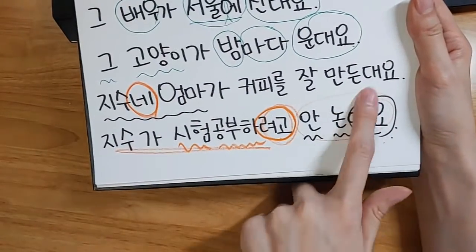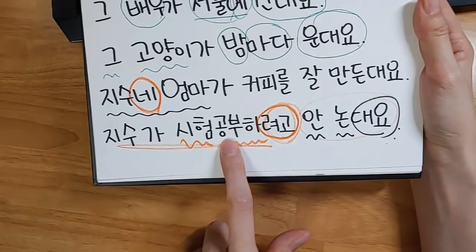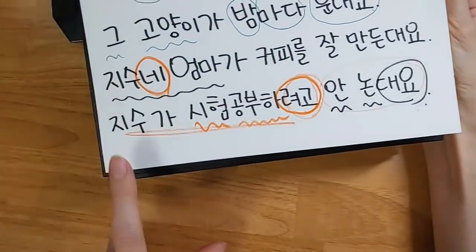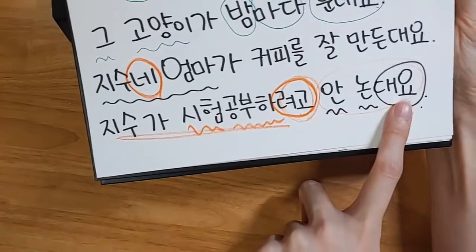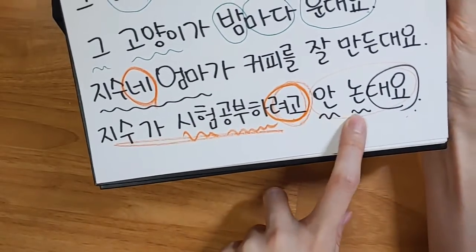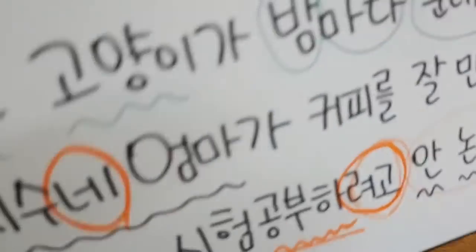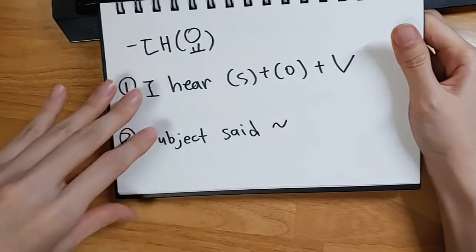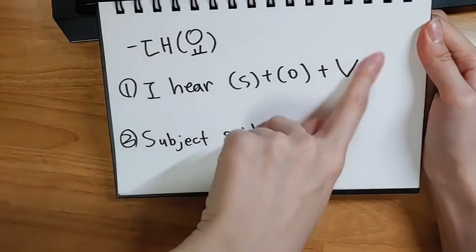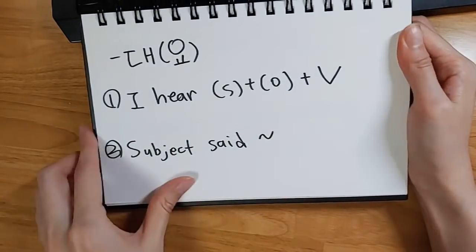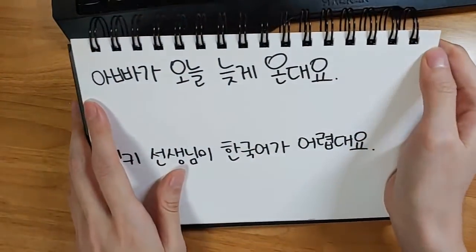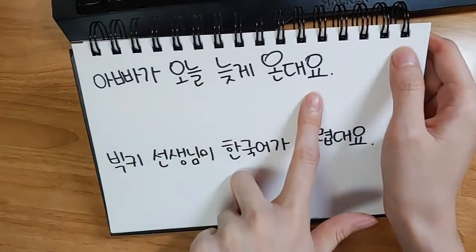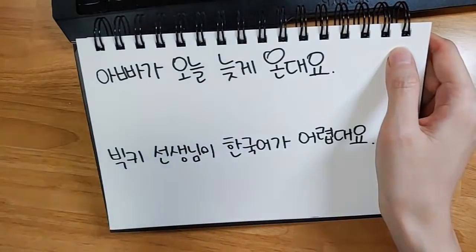It's either I heard that Jisoo doesn't play in order to study, or the second meaning, the subject said: Jisoo said, in order to study, she doesn't play. So that's the meaning that the 대요 ending has. The first one is used more often, but sometimes it can be used to mean this one too. So if you look at the next sentence, 아빠가 오늘 늦게 온대요. This sentence can have two meanings. Can you guess what?